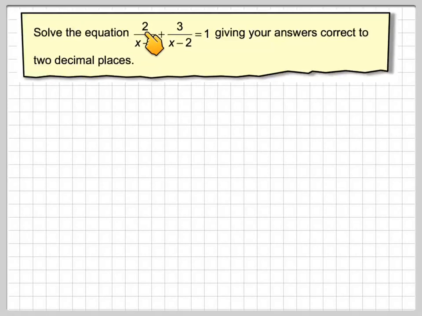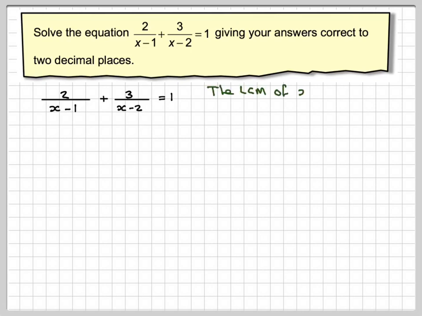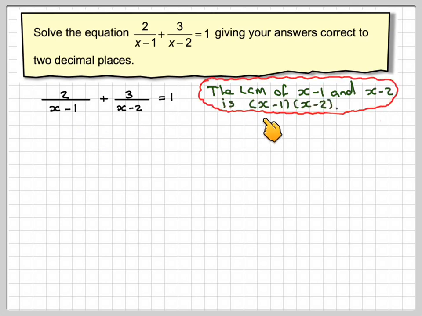Solve the equation 2 over x minus 1 plus 3 over x minus 2 is equal to 1, giving your answers correct to 2 decimal places. Right, so this is the last part of this, so it's the most involved. So you look for the LCM of x minus 1 and x minus 2, which is x minus 1 times x minus 2.